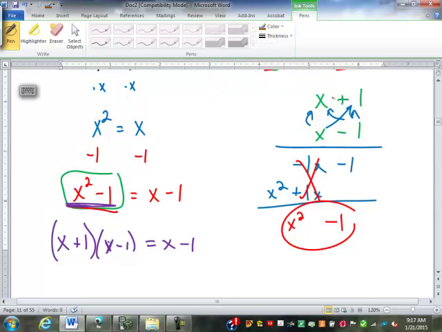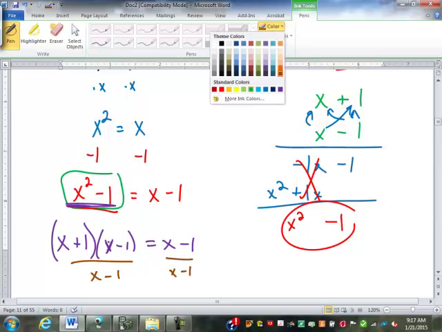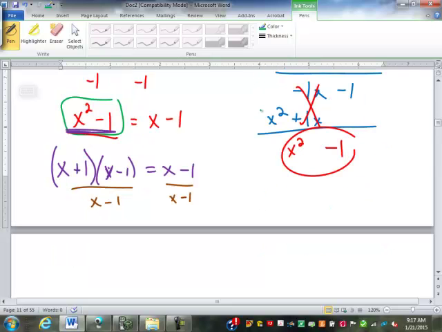Now, I'm going to divide both sides of the equation by the same thing. I'm going to divide by x minus 1. On the right side over here, it's just x minus 1 divided by x minus 1. Well, anything divided by itself is 1. Now over here, the x minus 1 divided by x minus 1 is 1. It leaves me with just the x plus 1.